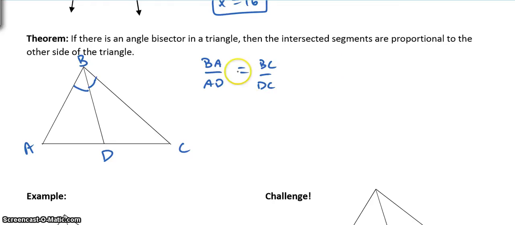Or you could even be consistent and go side over side equals piece over piece, as long as we went left side over right side equals left piece over right piece. So either proportion would work. Alright, again, this is the intersected side.